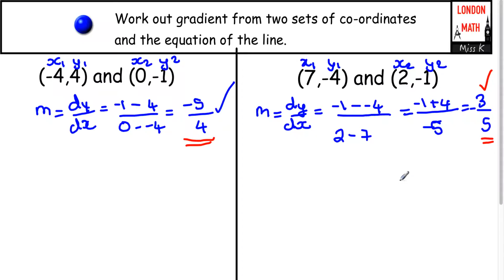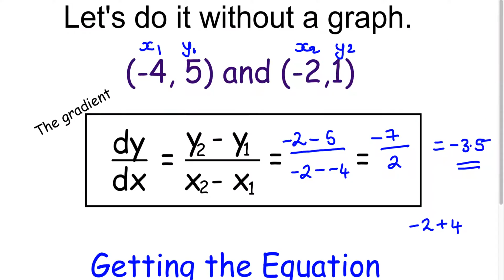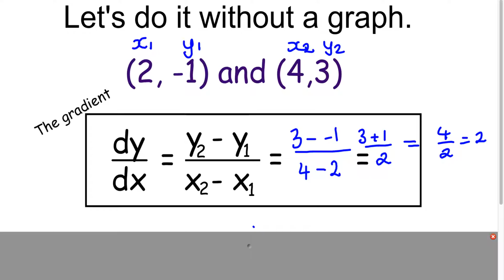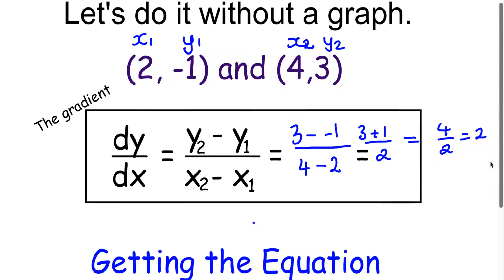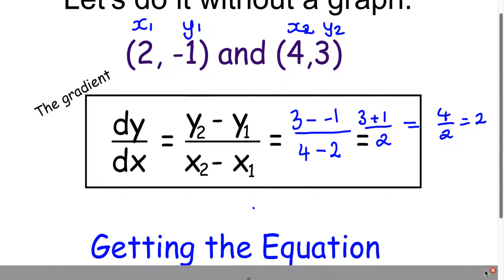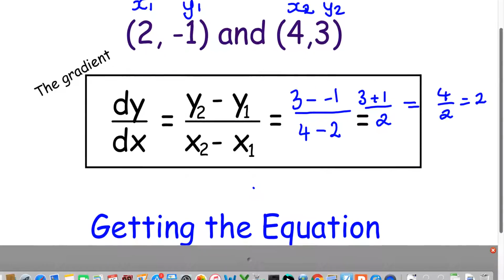Okay, so now you can stop there, but in this lesson we are working out the gradient, and therefore we're going to find the equation of the line. So let's go back to our previous question. Okay, we want to get the equation of the line. Okay, so we go back to our very first example. So you're going to need to write the following steps down.